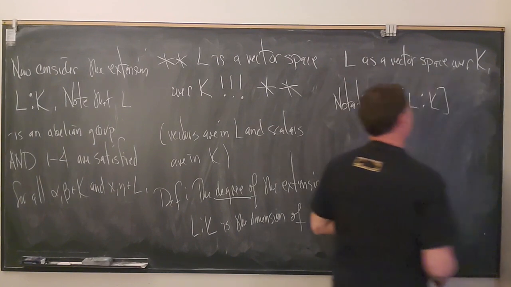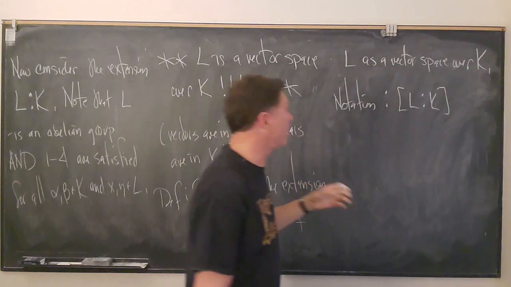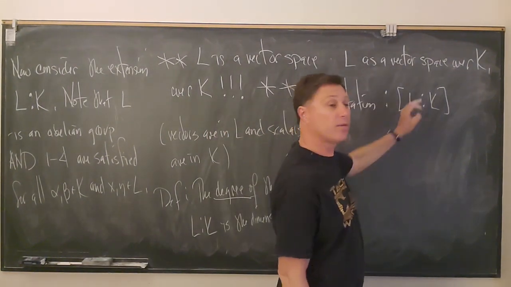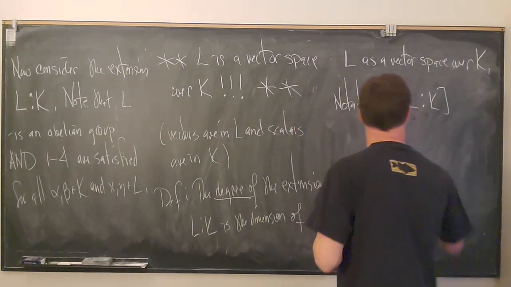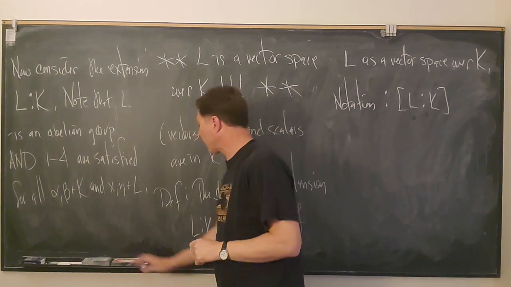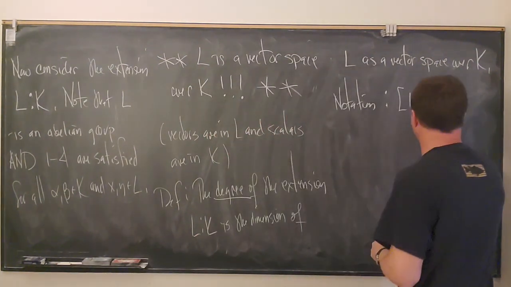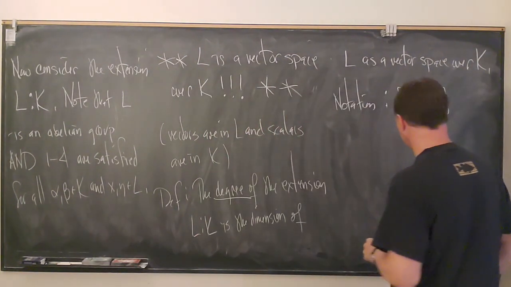Put square brackets around that L colon K. This stands for the degree of the extension. This is the dimension of the vector space L, viewed as a K vector space.